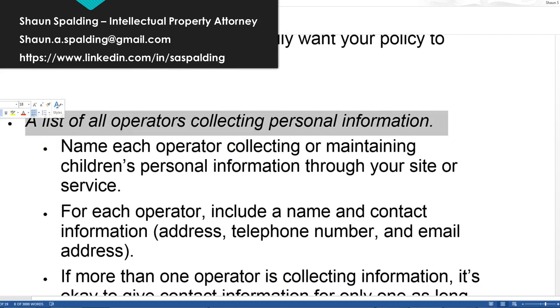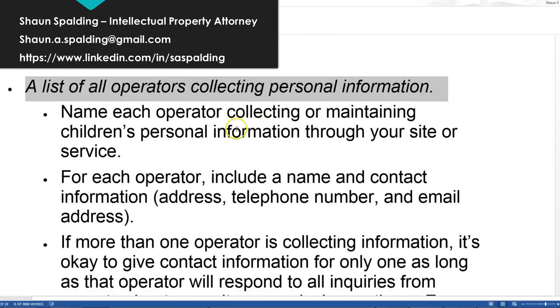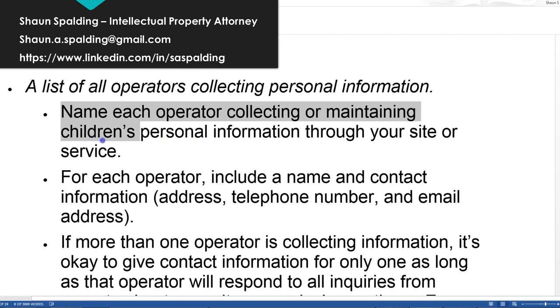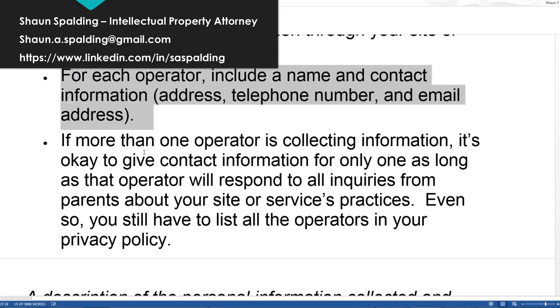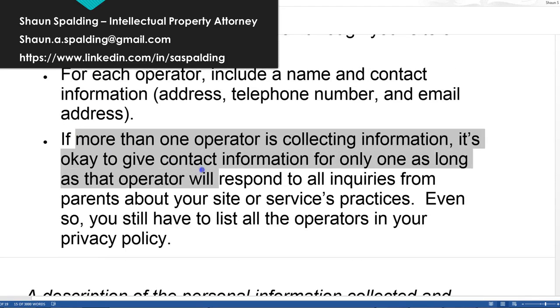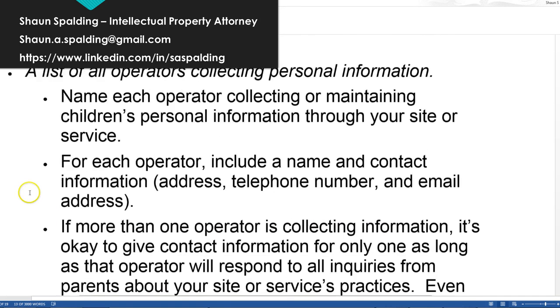And the FTC would want you to, number one, have a list of all operators collecting personal information. So in their ideal scenario, you would name each operator collecting or maintaining children's personal information through your site or service. For each operator, you include a name and contact information. And if more than one operator is collecting information, it's okay to give that contact information for only one, as long as the operator will respond to all inquiries from parents about your site and services practices. So even so, you still have to list all the operators in your policy.